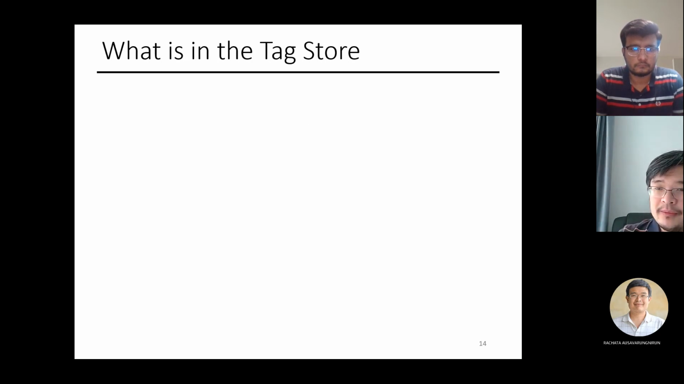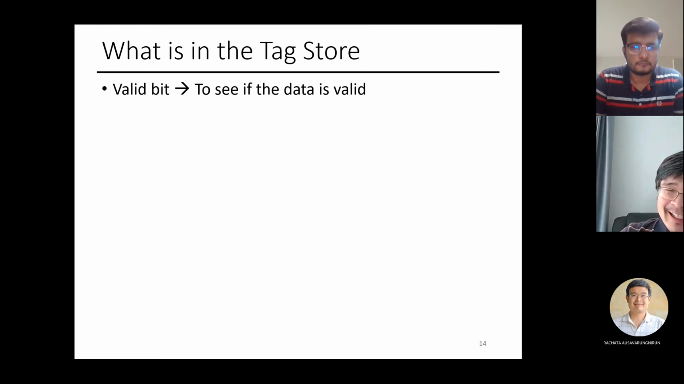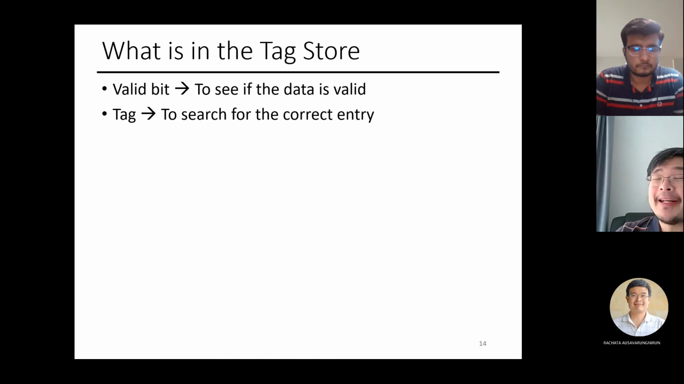What's in the tag store? Obviously, our old friend, the valid bit. If it's 0, don't use that. It's junk data, it's uninitialized. If it's 1, hey, this is valid data, please use it. A tag, this is basically like your name, right? If I want to find someone, I would use the name to find, hey, are you this person? Are you Mohammed? So in this case, that's the tag. Think of this as a way to search for the correct data. Otherwise, there's no way you can tell if data is correct or not.